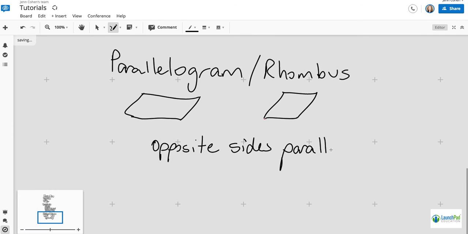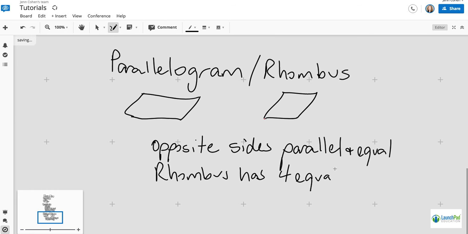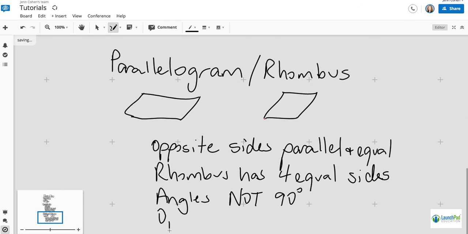Sides are parallel and equal. A rhombus has four equal sides. That's why it's like the square. However, the angles are not all 90 degrees. Angles not 90 degrees. Okay. But the opposite angles are equal.